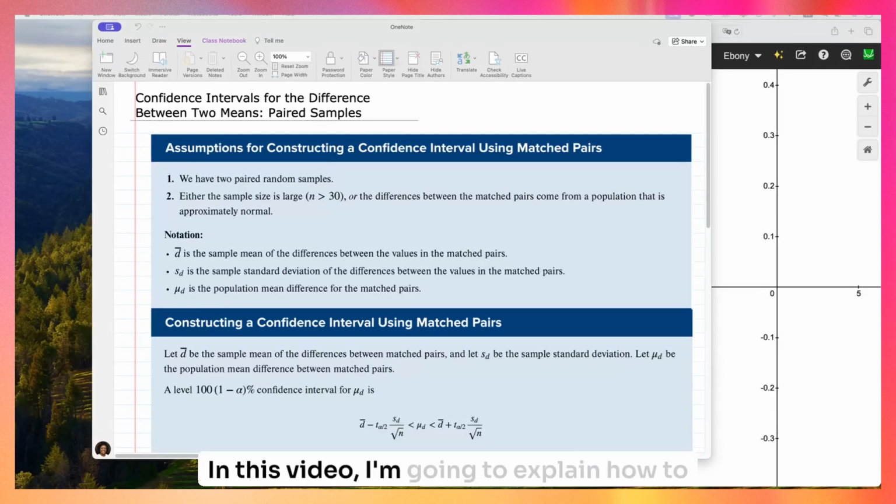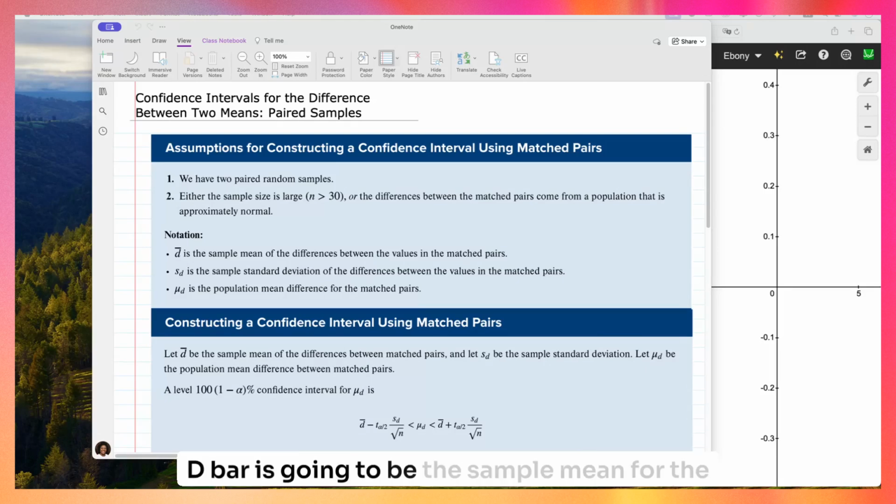In this video, I'm going to explain how to construct a confidence interval for the difference between two means when you have matched paired samples. The assumptions for the procedure are that you have two samples, but they're matched paired together, and that each sample is large with 30 or more data points, or you know that each sample comes from a population that is approximately normal.